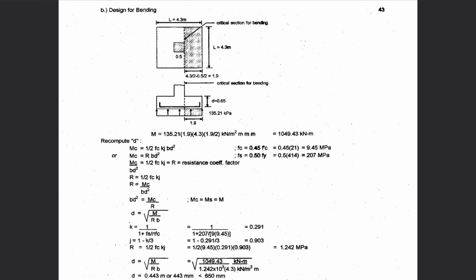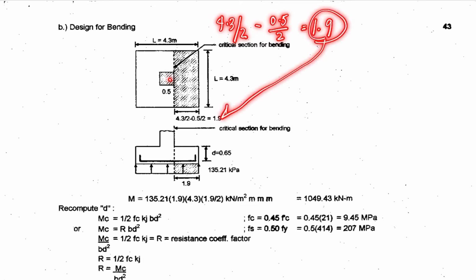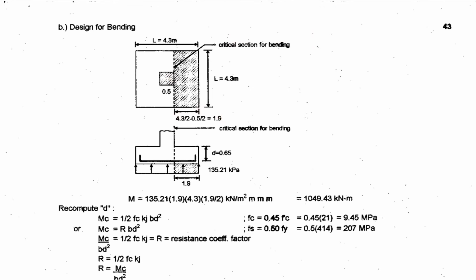So next is you design for bending. For the design for bending, the critical section for bending is this one, right at the face of your column. That is the distance or the area for the critical section for bending. So you solve for that distance. You have your length, which is 4.3, you divide it by 2, minus the column, that is 0.5, divided by 2, so therefore that is 1.9. So this is the distance.